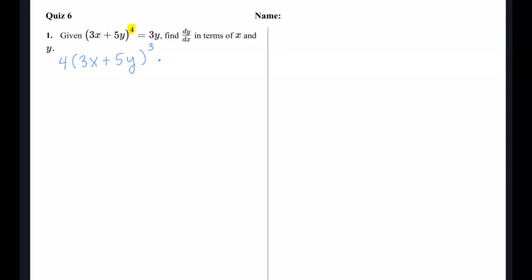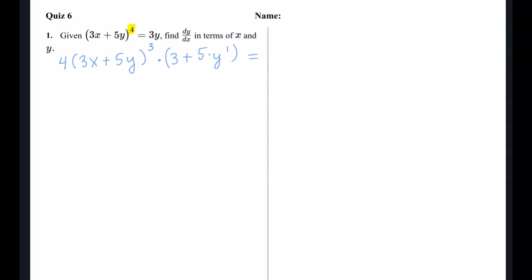And so we find the derivative of 3x plus 5y. When we're looking at a sum, we take those derivatives separately. So the derivative of 3x is 3. And then the derivative of 5y is 5 times the derivative of y. So we're going to write that as dy dx, or we can write it as y prime. That's the left side. Now we're going to deal with the right side.